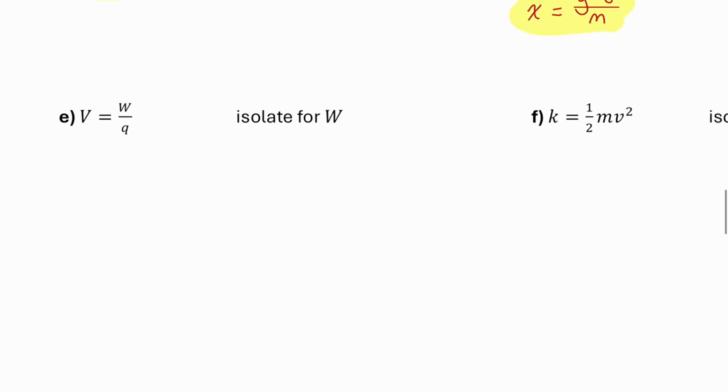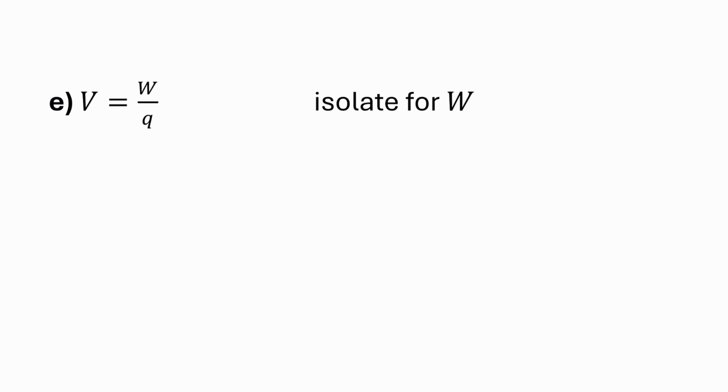Part E, we have v equals w over q. Currently, the v is isolated, but we want to isolate it for w. Right now, this w is being divided by q. So to isolate the w, we have to get rid of this q by doing the opposite of dividing by q, which is multiplying by q. So I'd multiply both sides of this equation by q.